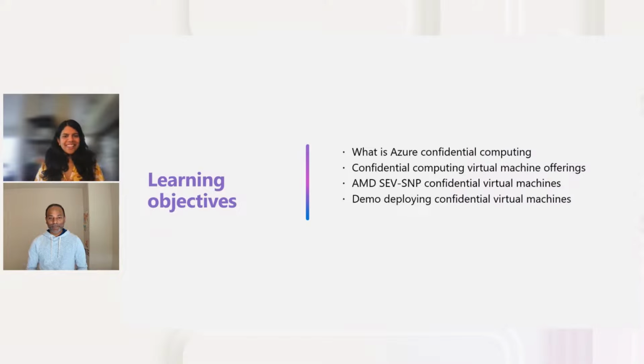Let's get started. The learning objectives of today's Learn Live session is to understand what is Azure Confidential Computing and why do we need confidential computing. We want to go into our offerings of the confidential computing virtual machine offerings. And we'll be specifically focusing on the AMD SEV-SNP confidential virtual machines. This is one of the many acronyms we're going to cover today, so sit tight. And lastly, we'll go through a demo of how do you deploy a confidential virtual machine to help you secure your workloads better.